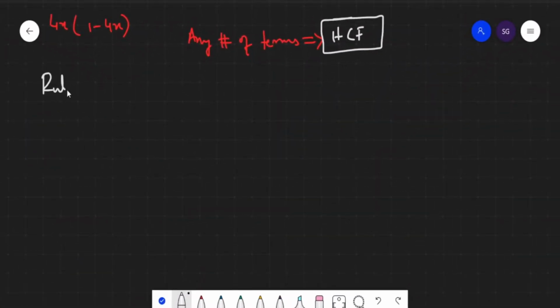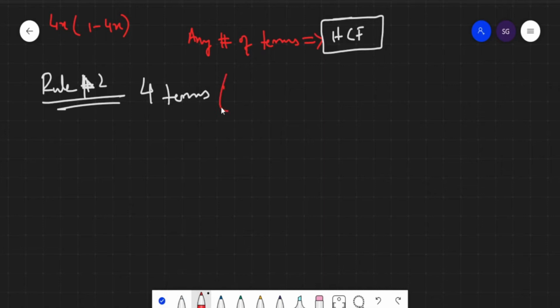Now let's move on to rule number 2. So our rule number 2 is, if we have 4 terms. So if you have 4 terms, what to do? The keyword is, if you just remember this keyword, if you have 4 terms, you pair up, and you remember quite easily. Alright, so let's take the first example for rule number 2.